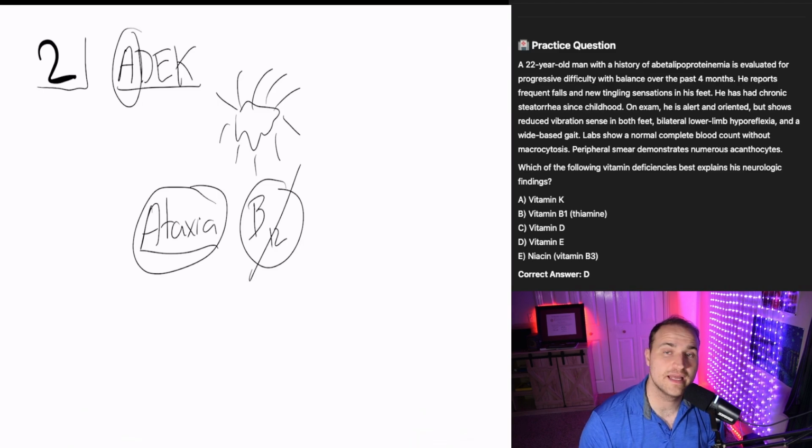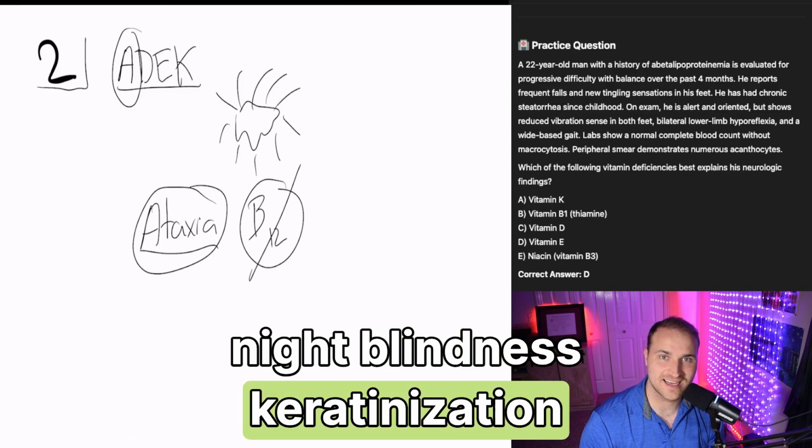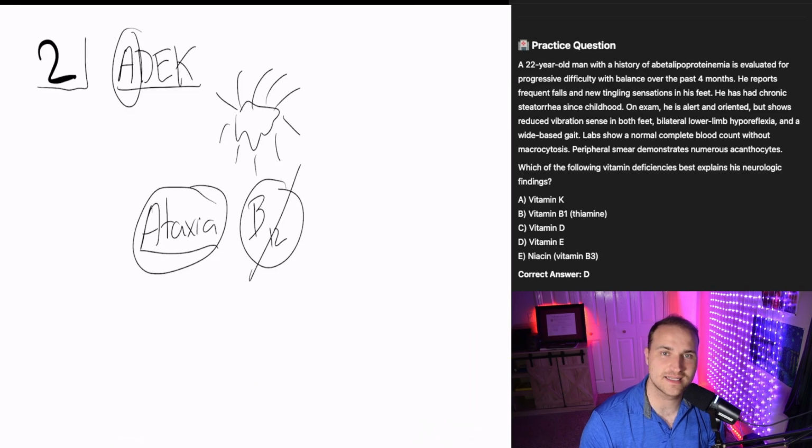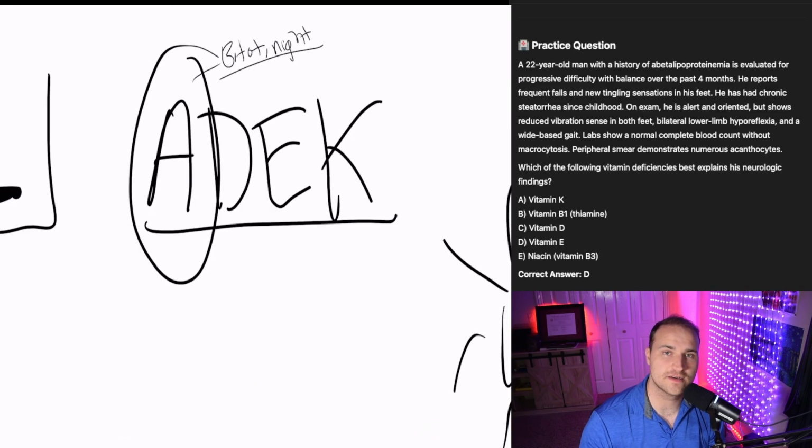Why is it not A? Vitamin A deficiency causes night blindness, keratinization problems. You have the Bitot spots on the conjunctiva, also immune dysfunction. It would not cause posterior column demyelination or spinocerebellar dysfunction. That's why it's not A.